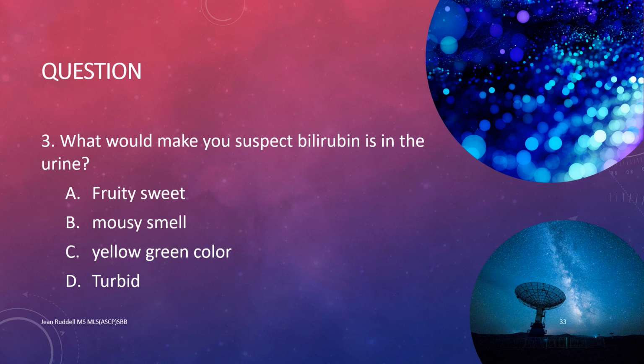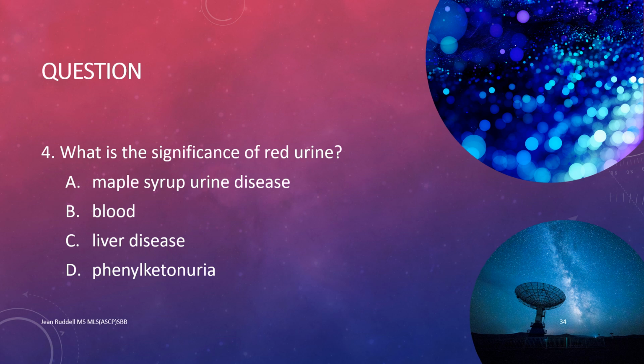Question 3. What would make you suspect bilirubin is in the urine? A, fruity sweet, B, mousy smell, C, yellow-green color, D, turbid. The answer is C, yellow-green color. Question 4. What is the significance of red urine? A, maple syrup urine disease, B, blood, C, liver disease, D, phenylketonuria. The answer is B, blood in the urine.